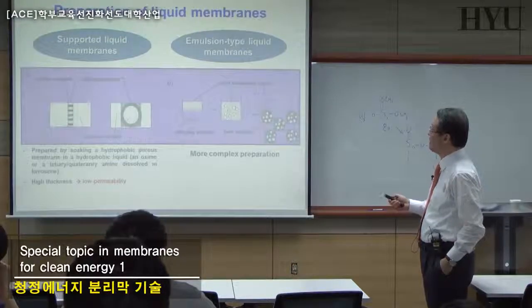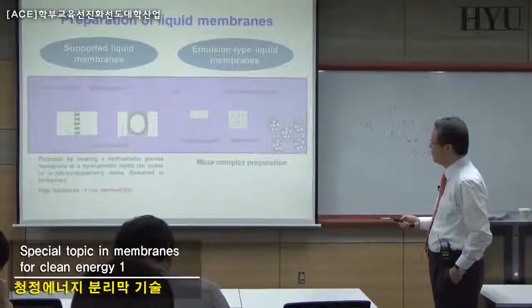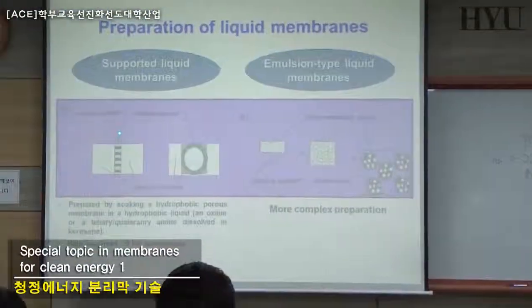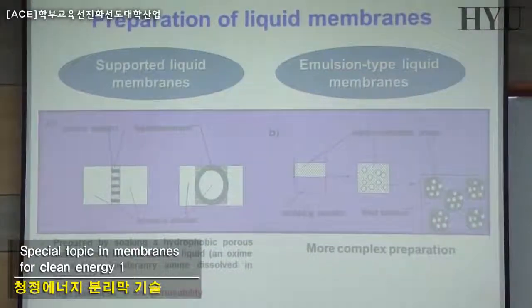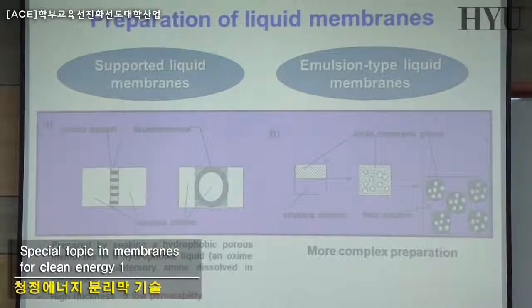So this is the SLM picture. SLM has a microporous membrane, this pore is filled with liquid, and you can use it for separation between the two faces. Whereas the emulsion membrane is the one where you make an emulsion, and inside your emulsion you have some reactive phases in the liquid phase, so that some of those metals could be reacted in the emulsion stages.